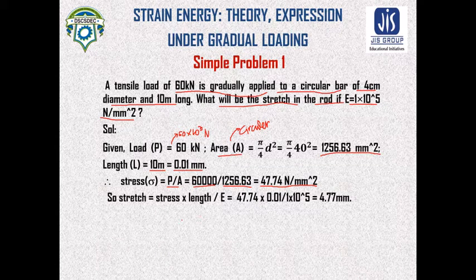How should the elongation be found? Elongation means del L. We need to find out del L. So del L can be written as epsilon into L, and epsilon can be written as sigma by E. So stretch can be written as sigma L by E.